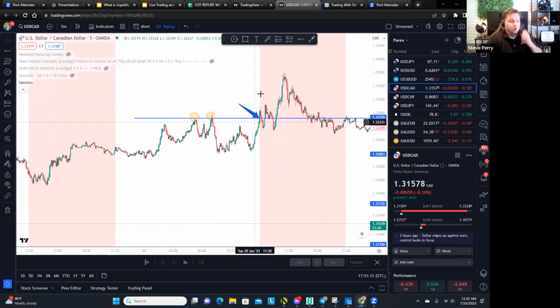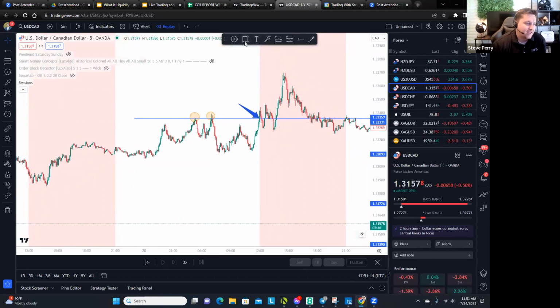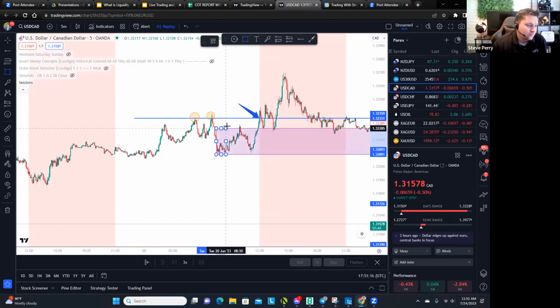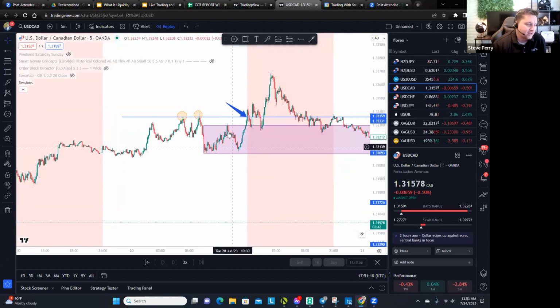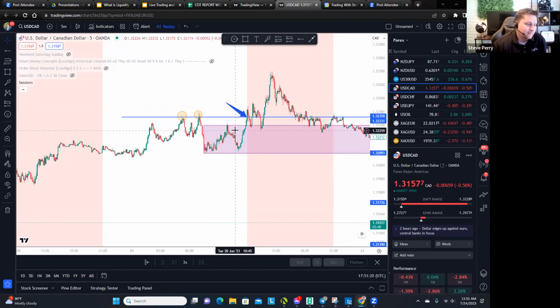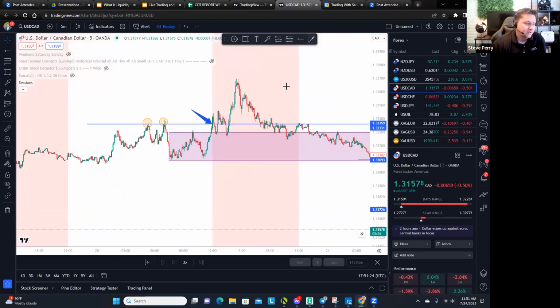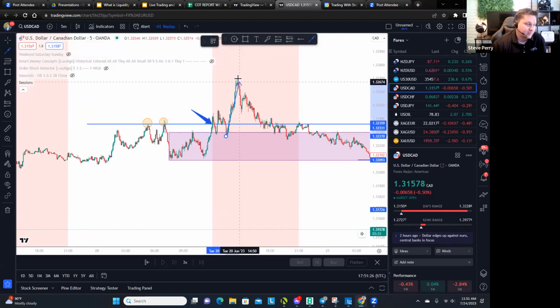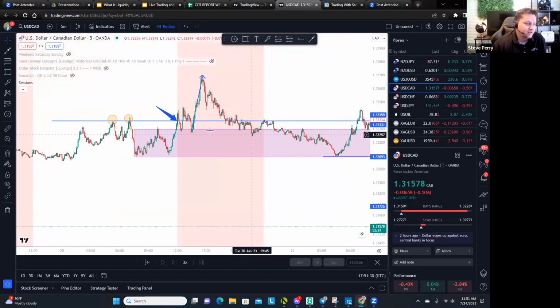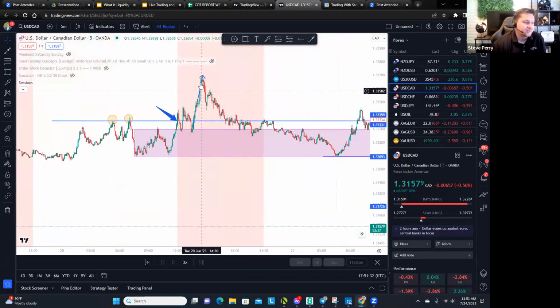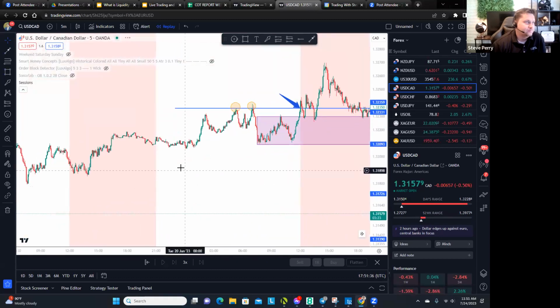And then as it's breaking structure, it pulls back into this zone, which is basically the zone that created this breakout. And then from there, it does break out pretty hard. Like that actually breaks out pretty good. It does pull back by the end of London, but yeah, it does work out pretty well. Let's see if we can find another one.